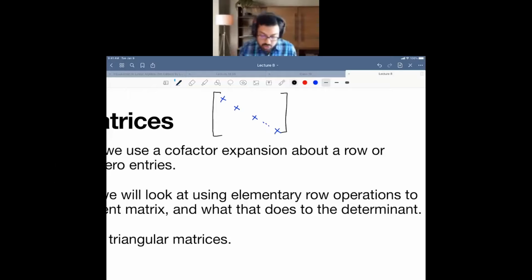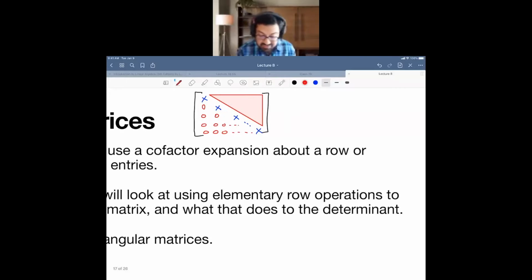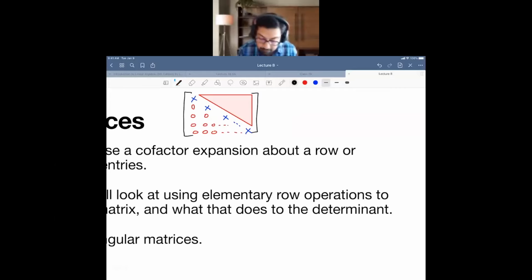For an upper triangular matrix, you can have anything that goes here, but you should have zeros that go here. So below the diagonal, you should have all zeros. Above the diagonal, you can have anything. If a matrix satisfies this criteria, then it would be called an upper triangular matrix.